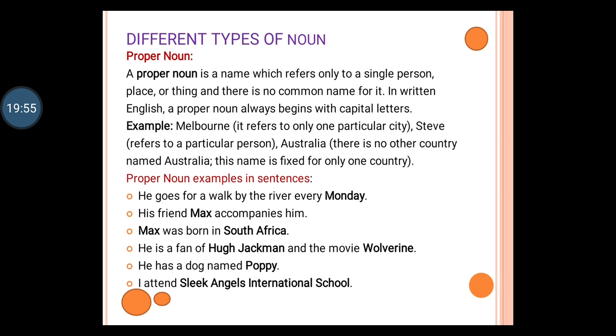He goes for a walk by the river every Monday. Remember I said days of the week? So you can say it here. Days of the week. His friend Max accompanies him. Max is someone's name. It must always start with a capital letter. Max was born in South Africa.